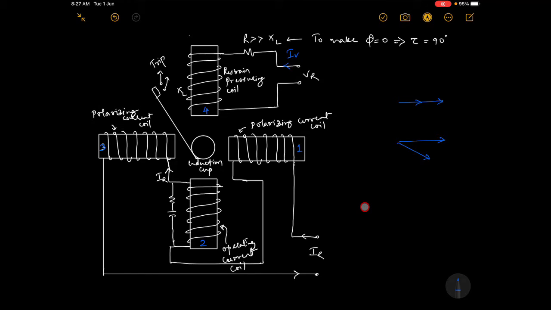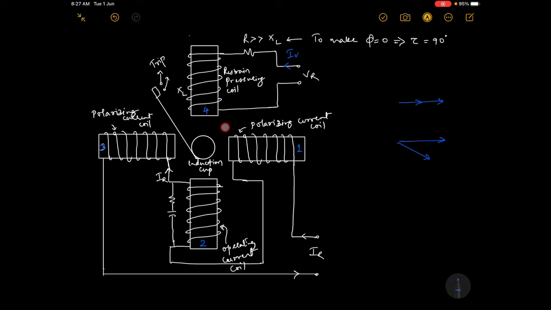So hope you have understood, but nevertheless I'll just repeat it now. See, the polarizing coils 1 and 3 interact with the operating current coil 2 to produce operating torque. Is it clear? So operating torque is produced by interaction between polarizing coil, current coil and operating current coil. To provide proper phase difference between polarizing coil and operating coil, a capacitor in series with a resistor is connected across the operating current coil.